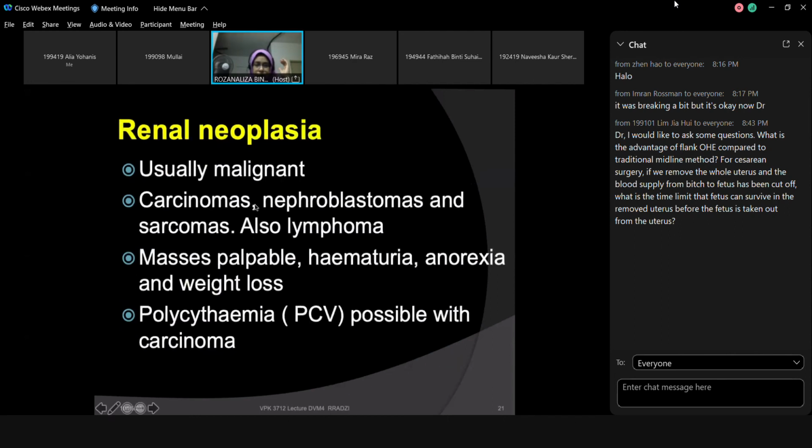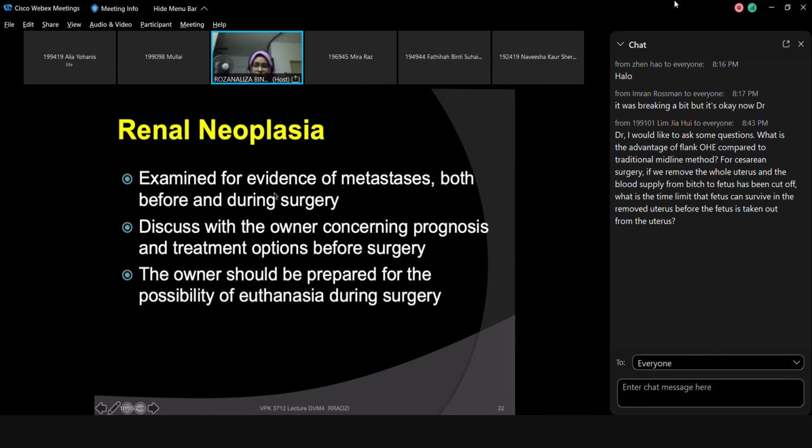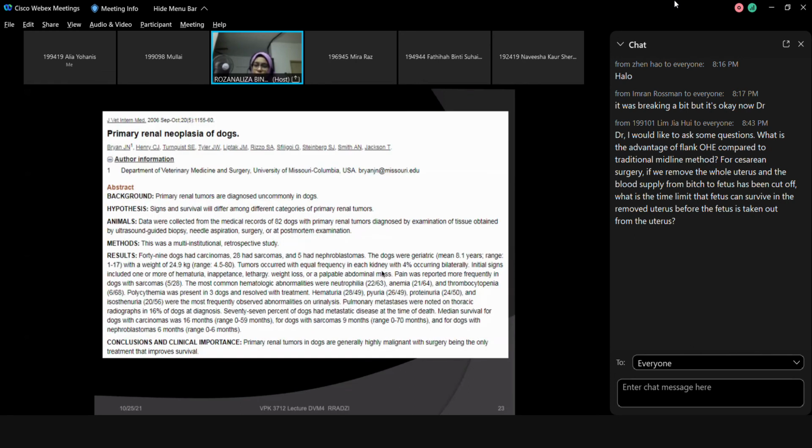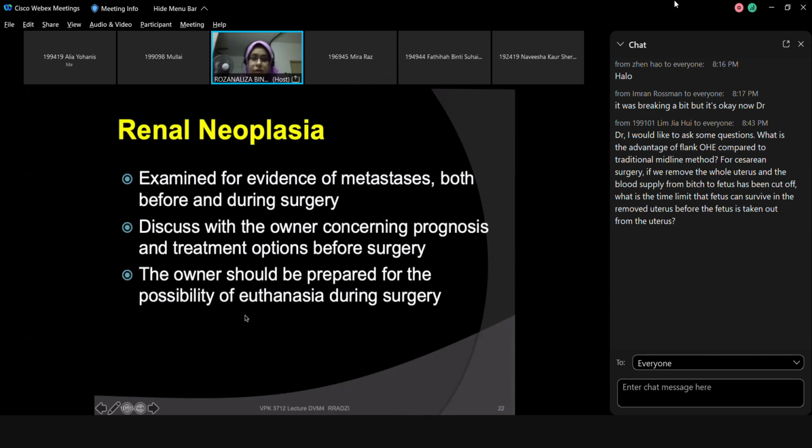So for renal neoplasia, I think the most common is carcinomas, okay? And you also have to check for evidence of mets before and during surgery, and it is very important to discuss the prognosis. For me, renal neoplasia is treatable as long as it has not metastasized yet. So it is very important that the owner detects it early. Unfortunately, most of the time the owner brings in the patient very, very late. So the owner should be prepared for the possibility of euthanasia of the patient during the surgery.